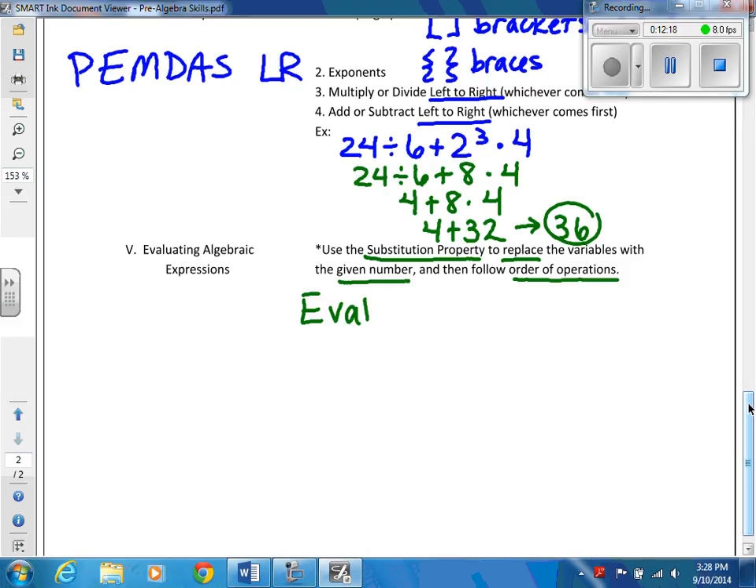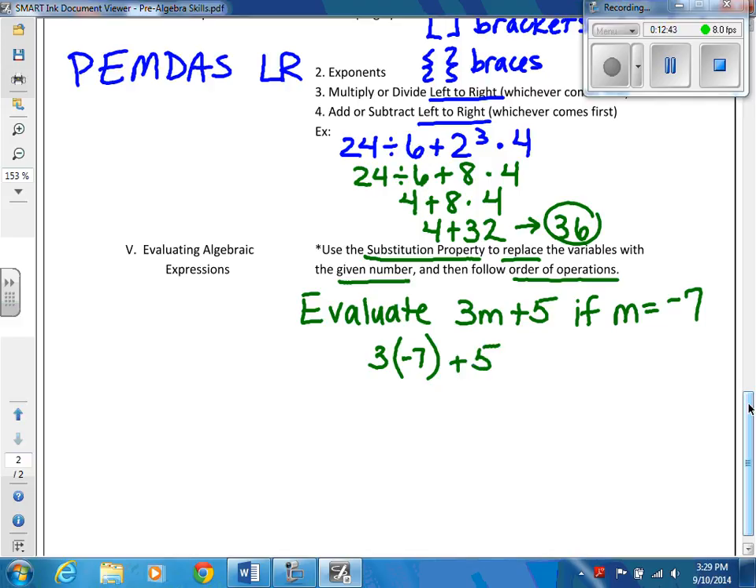We need to evaluate 3m plus 5 if m equals -7. Right? Train yourself now from day one to replace every variable with a negative number by using parentheses around it. If you don't, later on in the year, you're going to find yourself with some not so good grades because that negative sign is going to catch you. So put -7 in parentheses in place of that letter. Then continue with your order of operations.